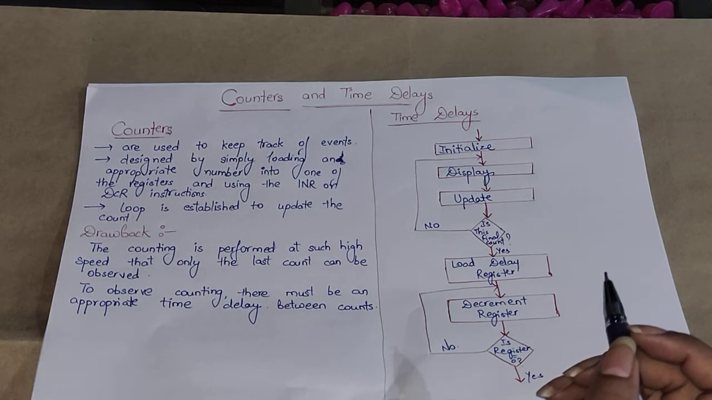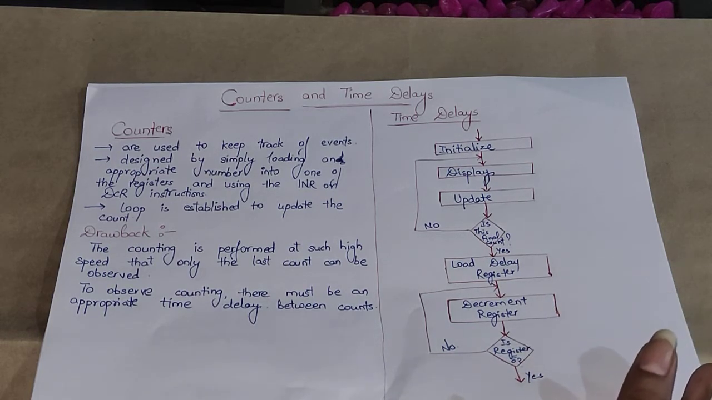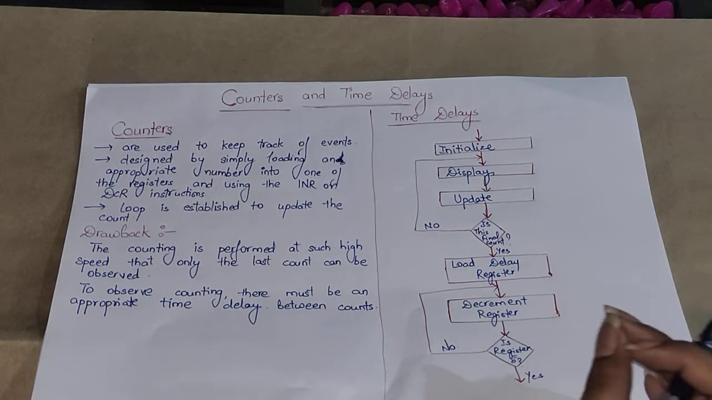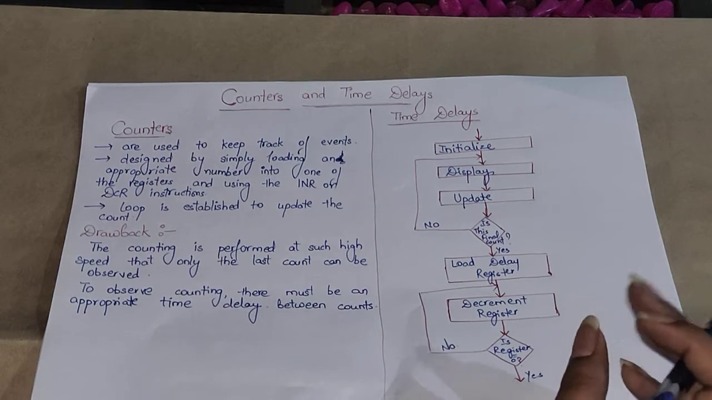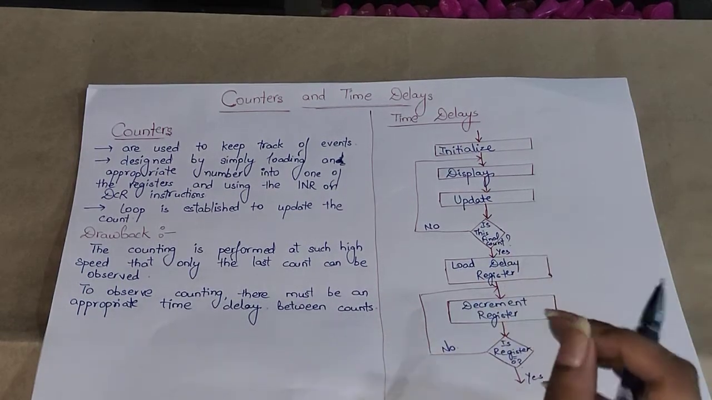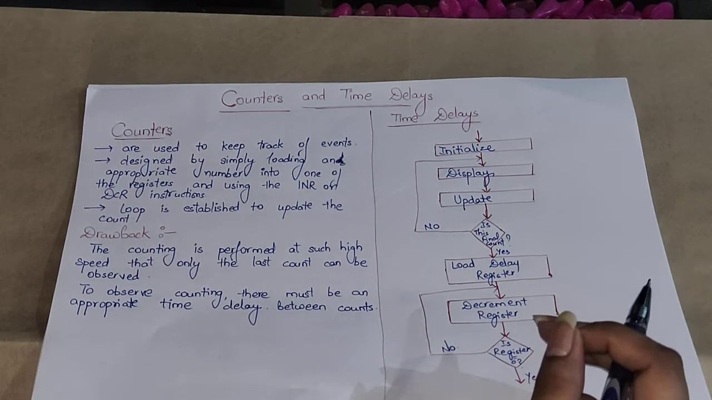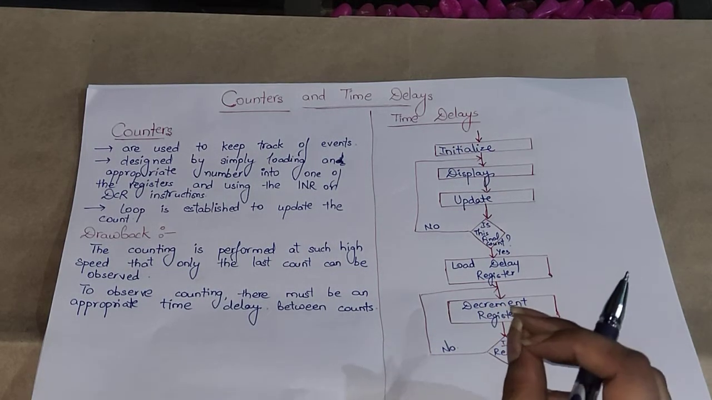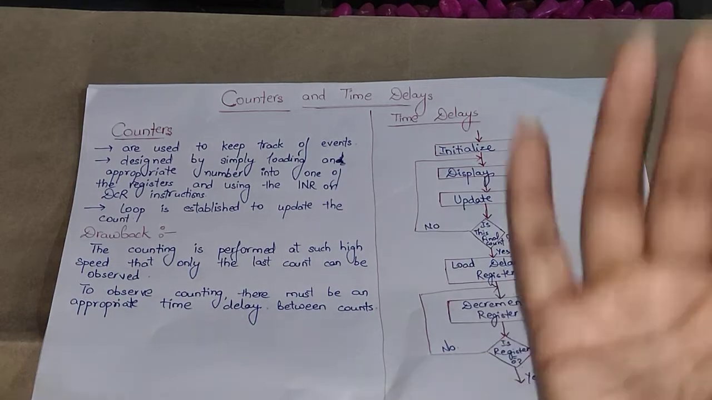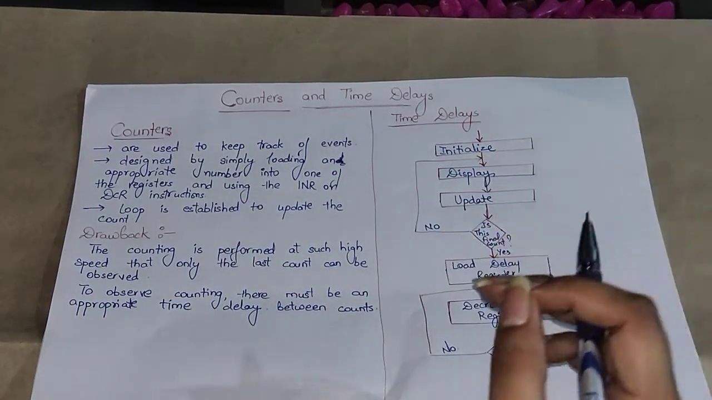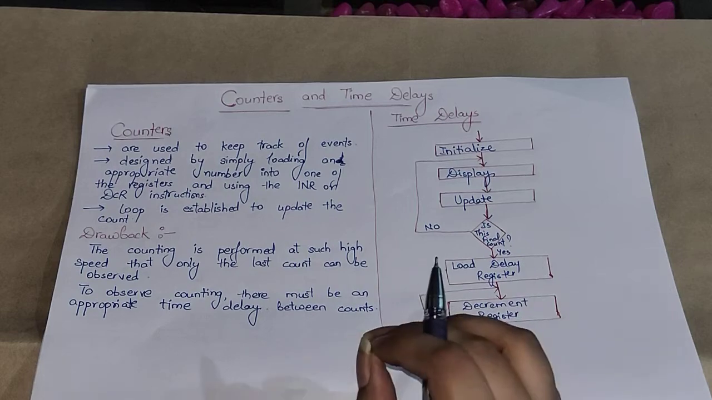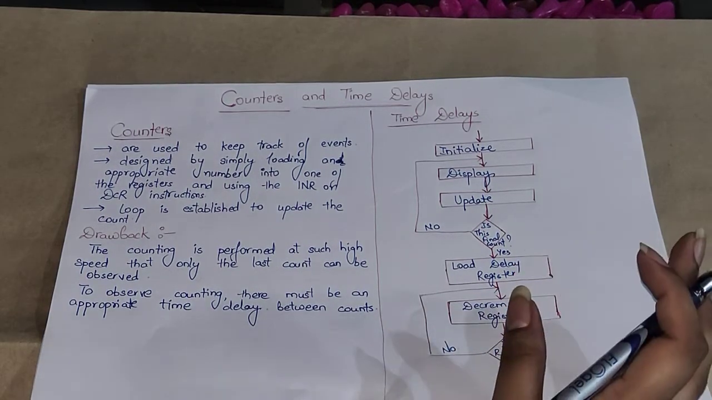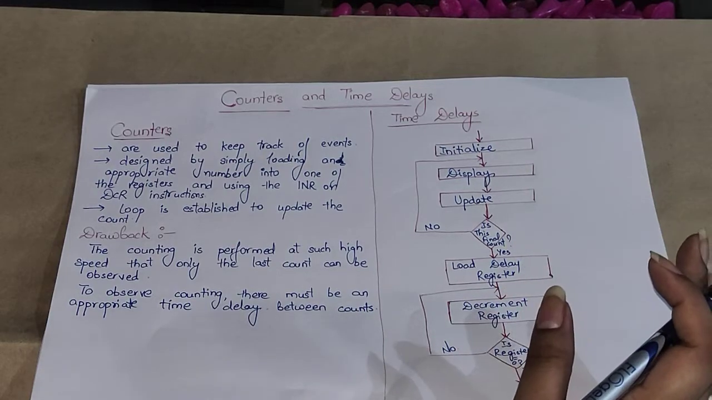Counters are designed by simply loading an appropriate number into one of the registers and then using increment or decrement instructions. If we have to repeat any task several times, then we simply load a number. That is, the number of times we have to repeat the instruction is loaded into a register, and after that we use increment or decrement instructions to repeat the task.